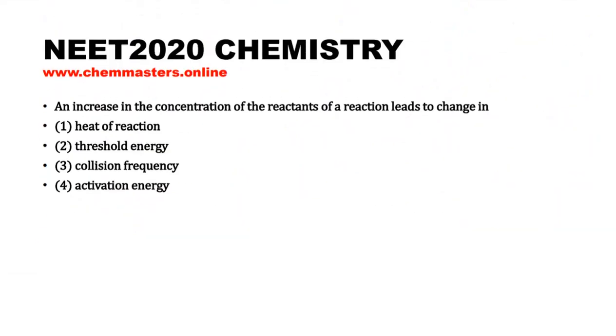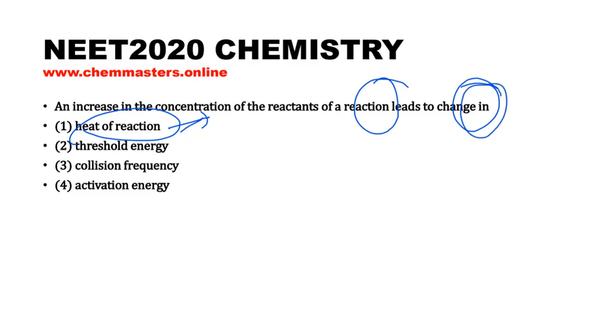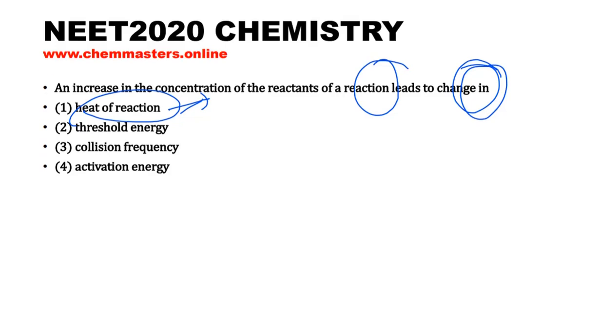Next question: an increase in the concentration of the reactants of a reaction leads to a change in, so simply, heat of reaction. Okay, this is a simple question. Whenever there is an increase in the concentration of the reactants of a reaction, that leads to a change in the heat of reaction, right? And from that the reaction products can be produced.